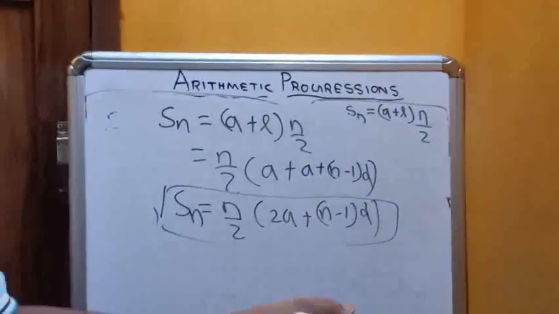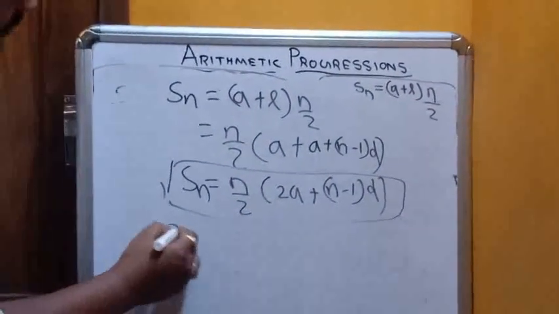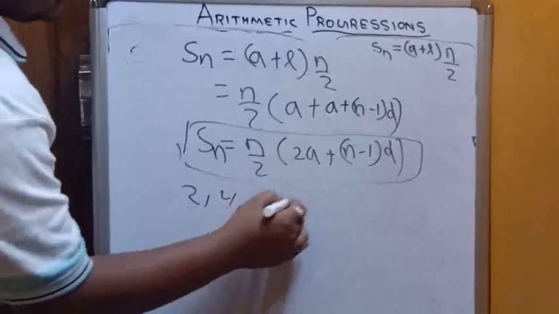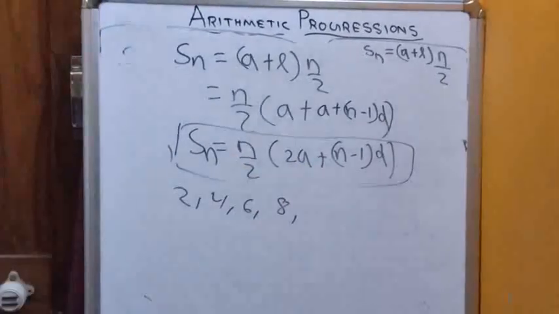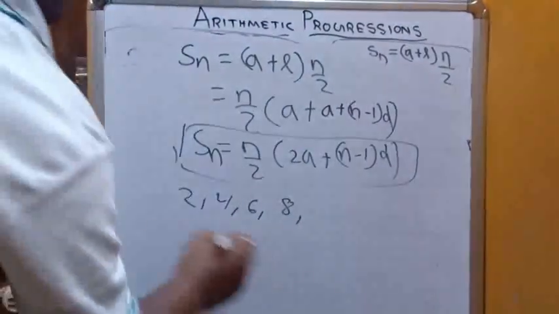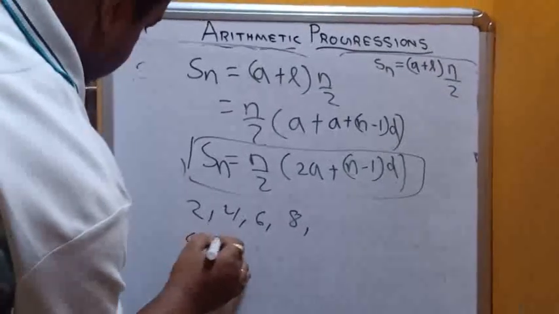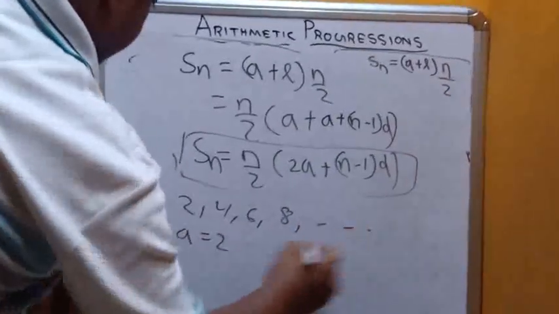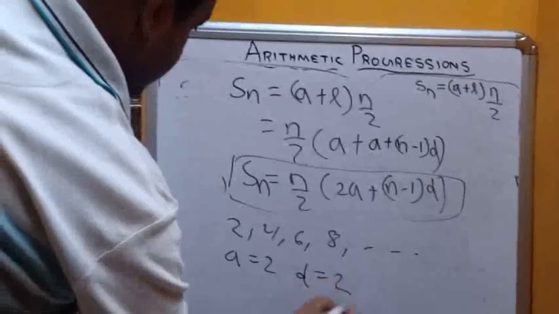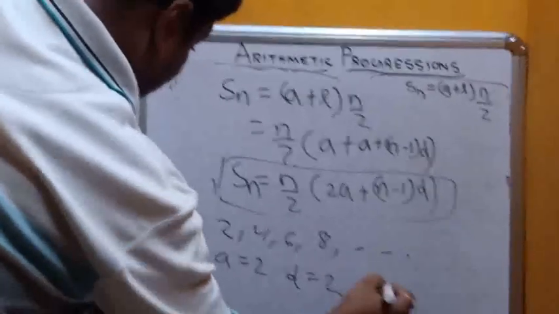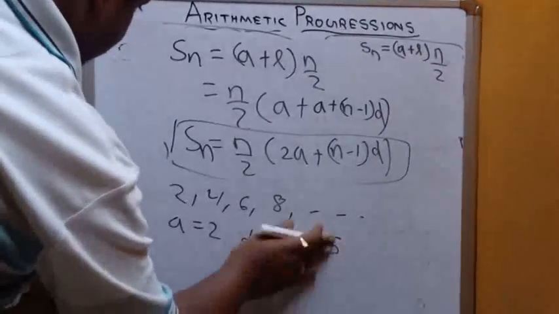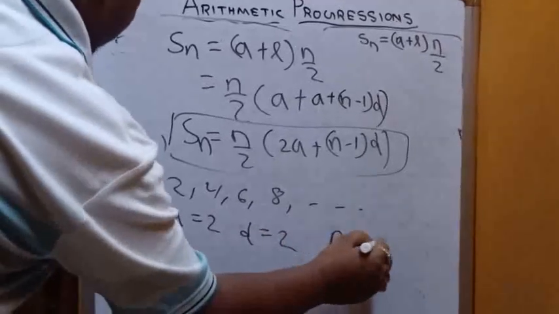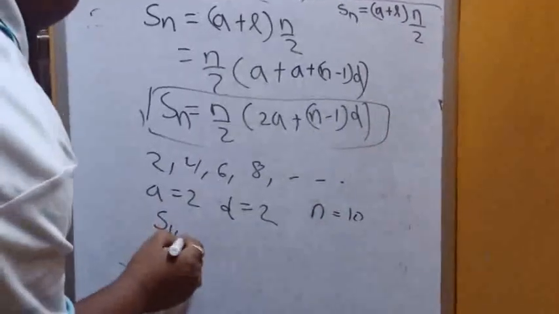Okay. Sometimes he may give you just 2, 4, 6, 8. Find the sum of 10 terms. So how can you find out? You write A equals how much? 2. D equals 2 also. What did he tell? Sum of the 10 terms. So n equals 10 here. So S10 equals, you have to find out.